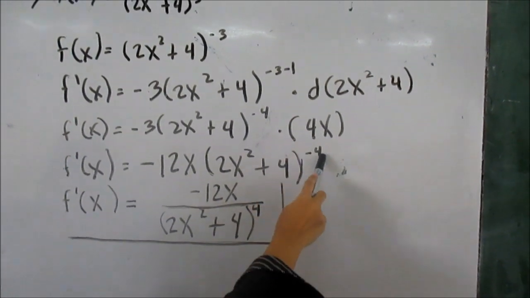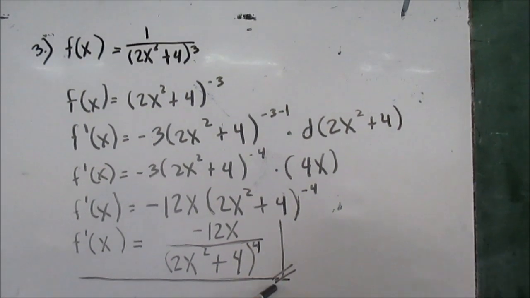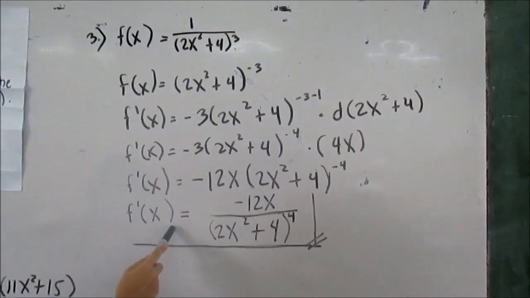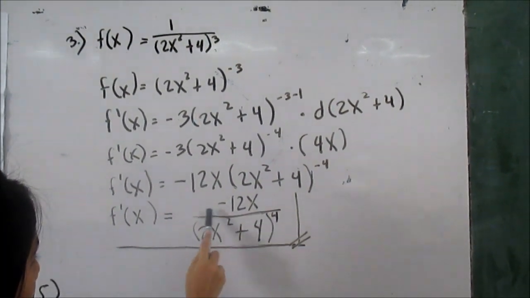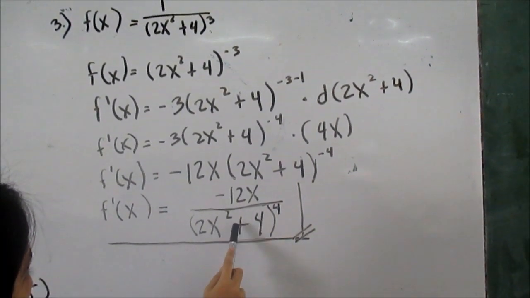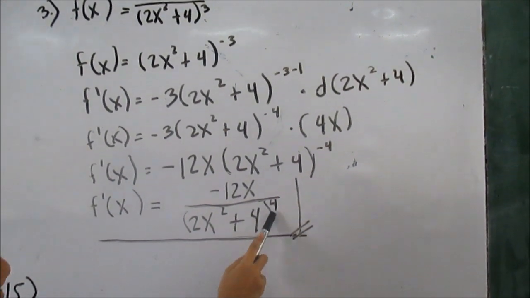Because it is a negative 4, let's transpose this. So f prime of x equals negative 12x over the quantity 2x squared plus 4 to the power of 4.